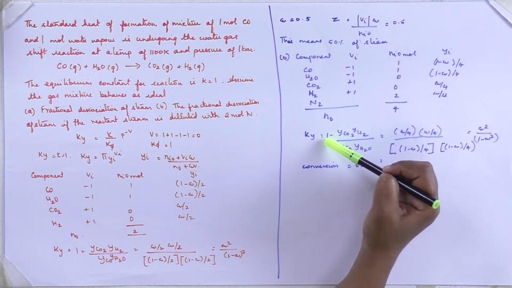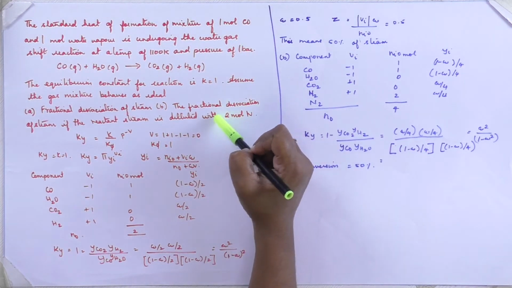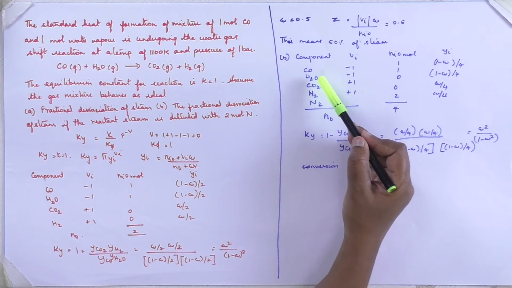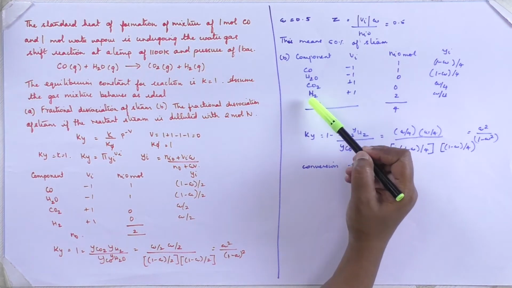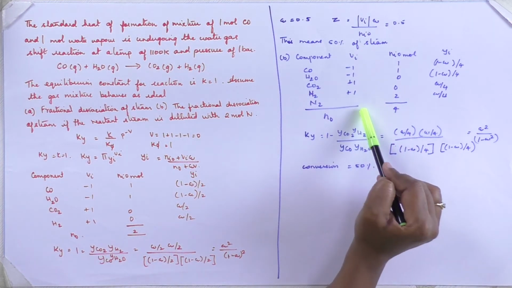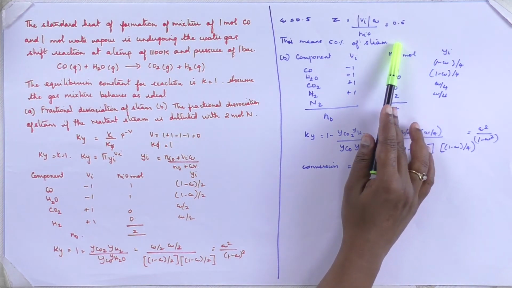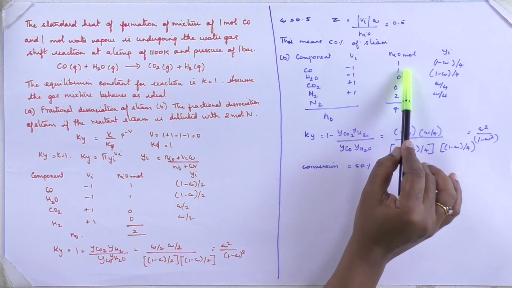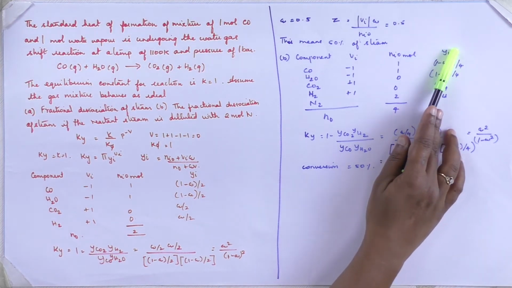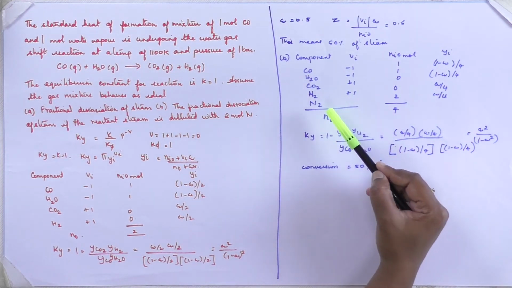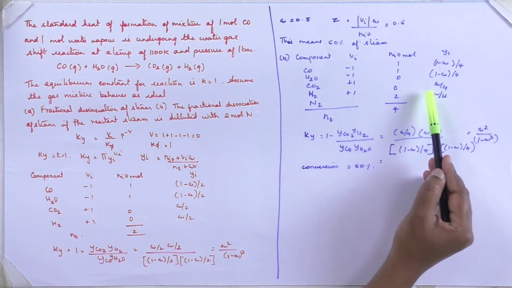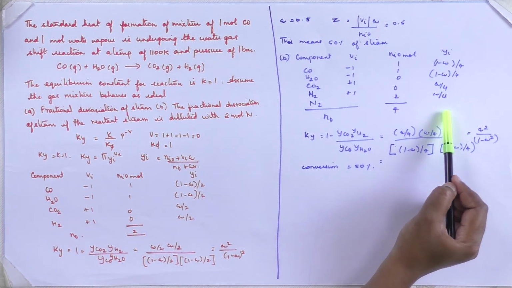Now we have to calculate for the next case, where 2 moles of nitrogen are added. So we are listing the components of the reaction: carbon monoxide, water, carbon dioxide, hydrogen, and nitrogen, which is also added. We are also calculating Vi and Ni0 for the reaction. The summation gives 4 moles, and here we are calculating the mole fractions of the components. They are 1 minus epsilon divided by 4, 1 minus epsilon divided by 4, epsilon divided by 4, and epsilon divided by 4.